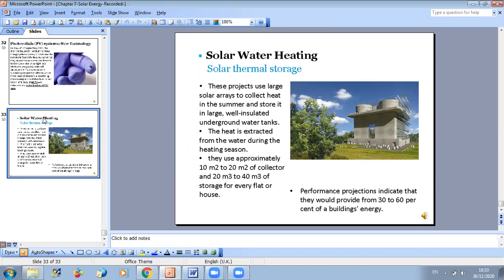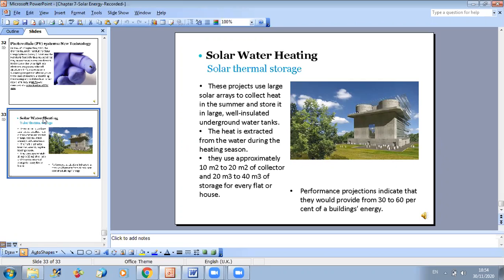So, for example, some projects use large solar arrays to collect heat in the summer and store it in large, well-insulated underground water tanks. So you can build underground water tanks, and this way you can use the heat stored in these thermal storage places from season to season. The heat is extracted from the water during the heating season. They use approximately 10 m² to 20 m² of collector and 20 m³ to 40 m³ of storage for every flat or house.